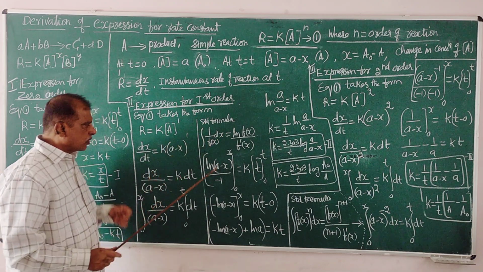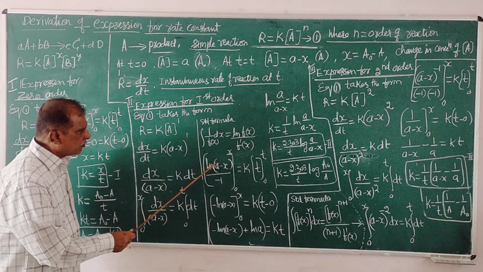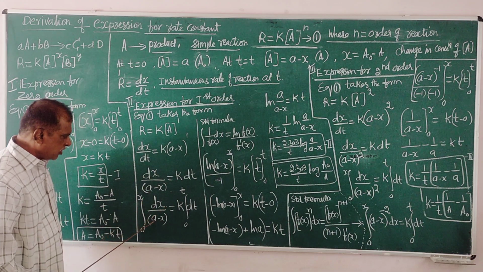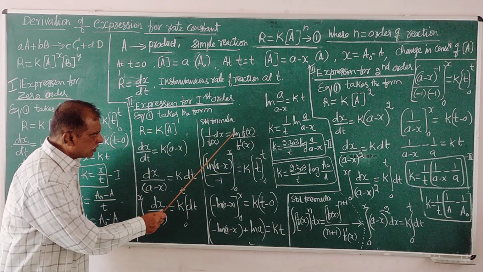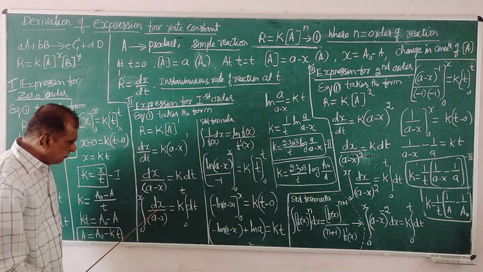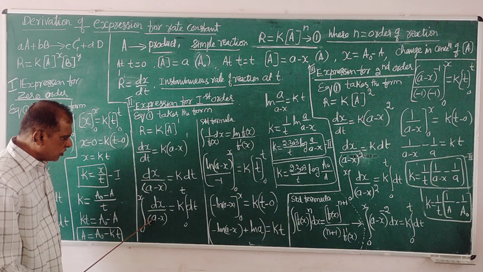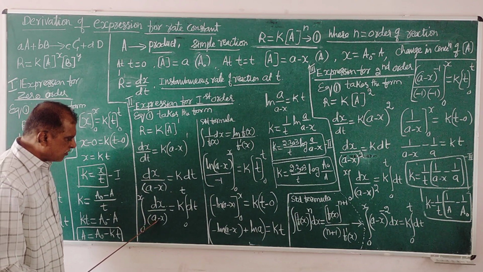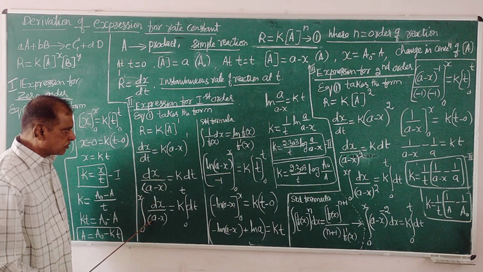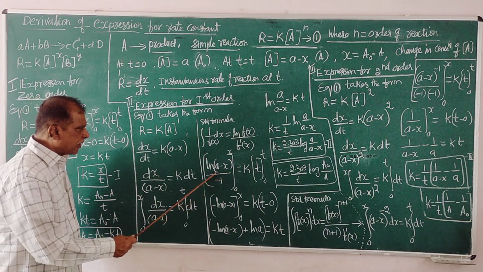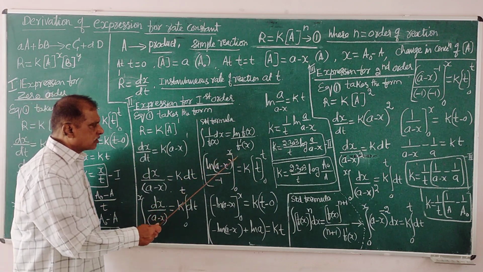So when you do so, what do we get now? The logarithm of a minus x. 1 by a minus x gives the logarithm of a minus x, the same thing you apply, and the derivative of a minus x. Derivative means the differentiation of a is 0 minus the derivative of x with respect to x, which is 1. a is a constant here, the initial concentration. So minus 1. The derivative of a minus x is minus 1.